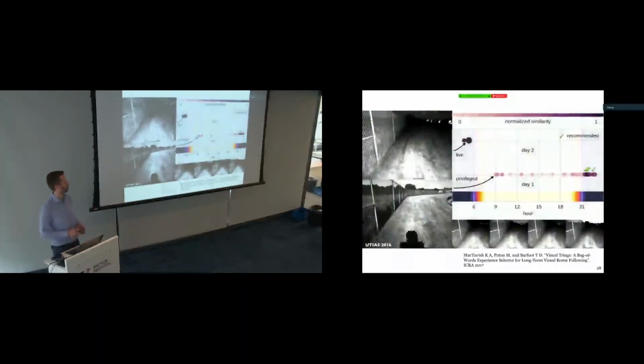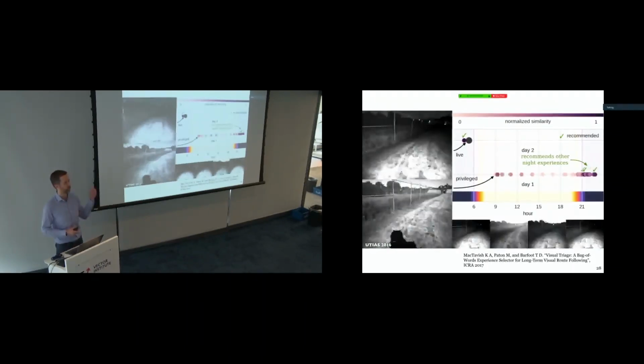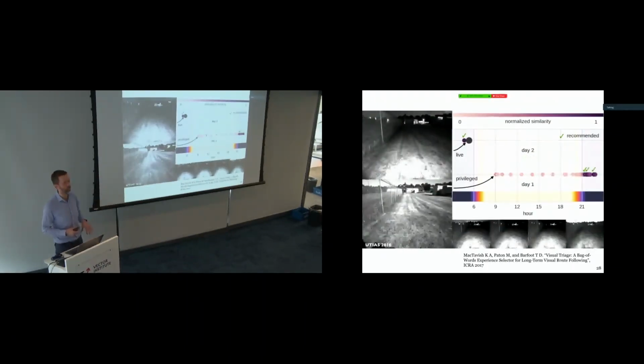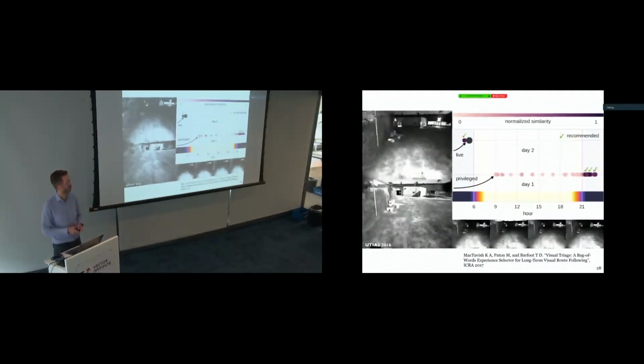One of them was just based on bag of words. So we would just quickly do a whole image descriptor, where we would take that and then quickly match against the other experiences. And then whatever did well against that, we would do detailed localization against those.